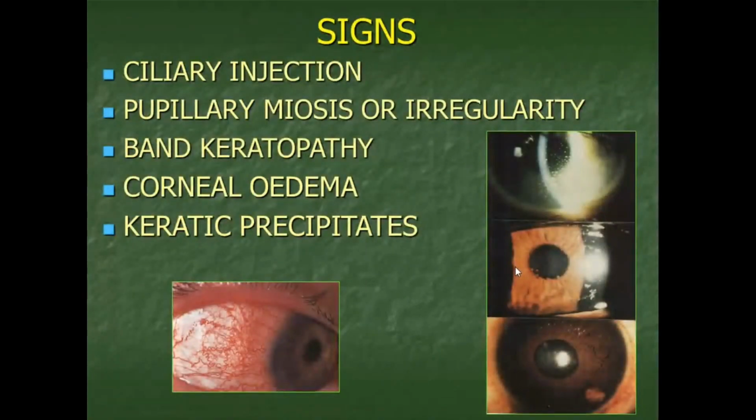Signs, objective signs: we can see ciliary injection or pericorneal hyperemia, or in some cases mixed hyperemia. We can see miosis of the pupil or irregularity of the pupil. We can see band keratopathy, corneal edema, and keratic precipitates. Look at this picture, you can see keratic precipitates on the endothelium of the cornea.